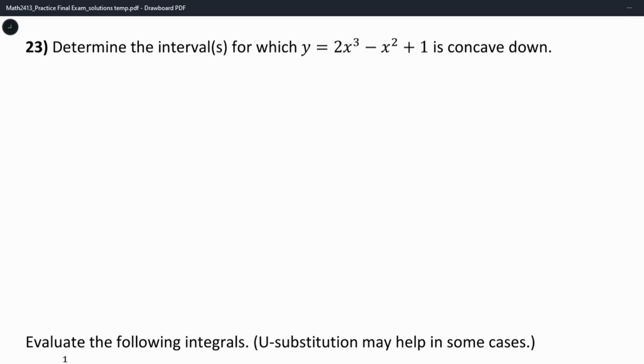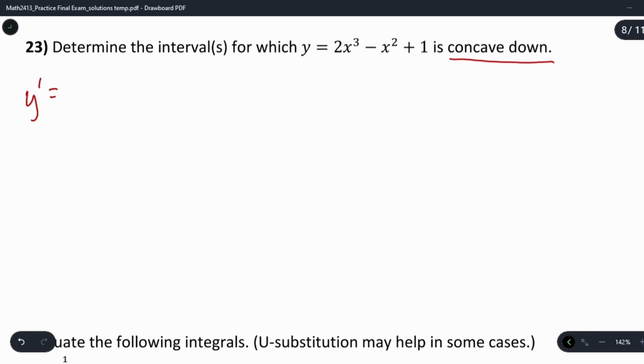Next, number 23, determine the intervals for which the equation is concave down. That means we're going to need to find the second derivative and then find out where the second derivative is negative. Starting with the first derivative, that's going to be 6x squared minus 2x. The derivative of the constant goes to 0. Taking the second derivative is going to give us 12x minus 2. And then what we need to do is we need to know when is this negative.